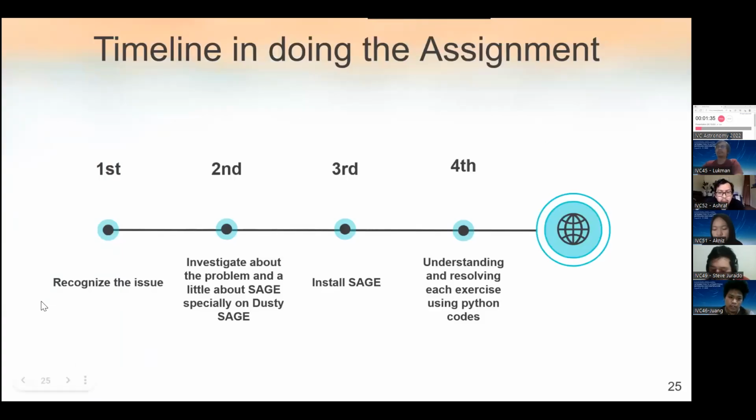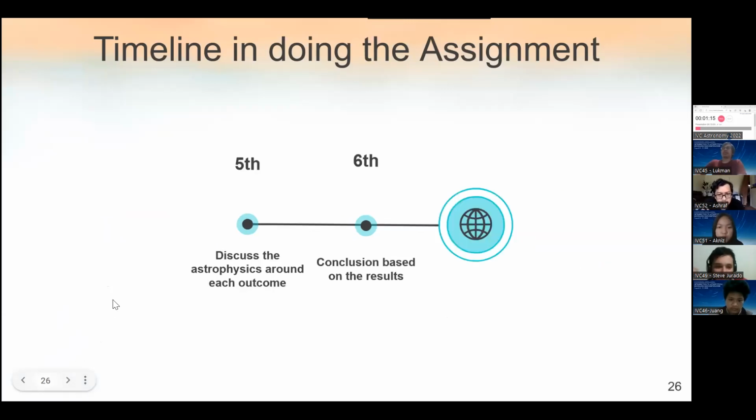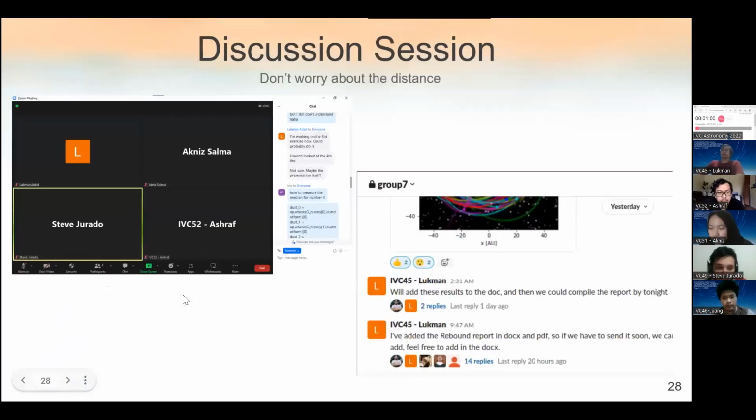Okay, finally, this was the timeline in doing the assignment. The first step was to recognize the issues. The second was to investigate the problem and learn a little about SAGE, especially Dusty Sage. The third step was to install SAGE. The fourth step was to understand and resolve each exercise using Python code. Next, please. The fifth step was to discuss the astrophysics around each outcome, and the sixth step was to conclude based on the results.